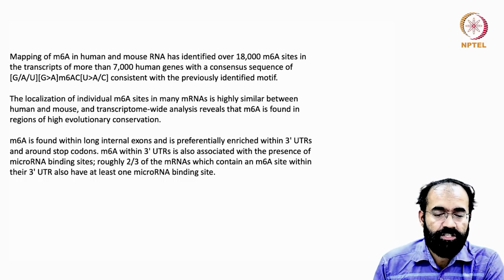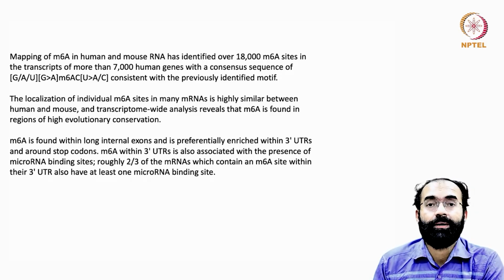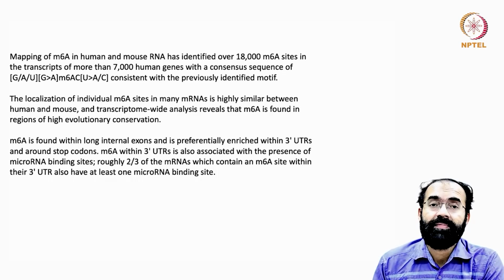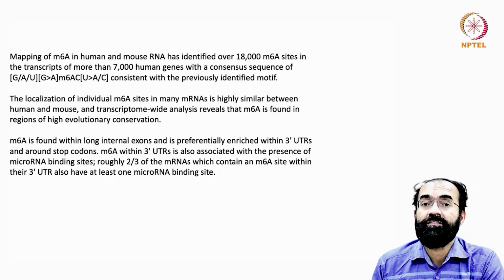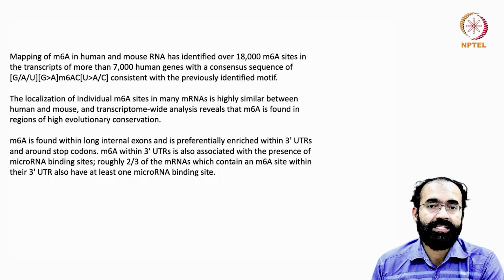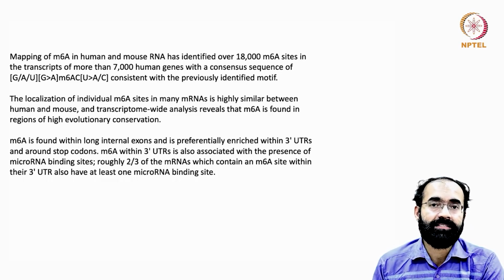So the localization of individual m6A sites in many mRNAs is highly similar between human and mice, suggesting an evolutionary conservation. And the transcriptome-wide analysis reveals that m6A is found in regions of high evolutionary conservation. So what it suggests is that such a mechanism of regulation did not originate randomly, it is evolutionarily conserved. Many a time, such a conserved mechanism does not indicate that the system wants cancer.